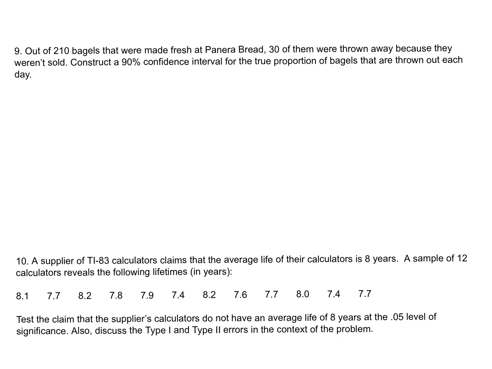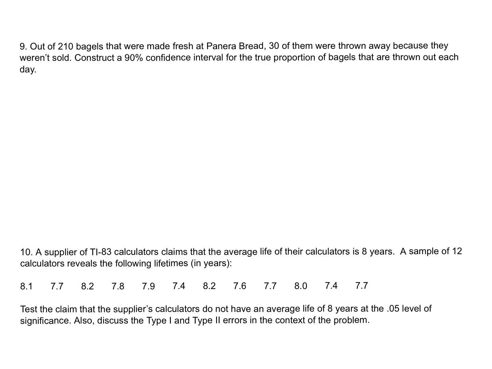Next, we're going to talk about a confidence interval for proportions. So we have that out of 210 bagels that were made fresh at Panera Bread, 30 of them were thrown away because they weren't sold. Construct a 90% confidence interval for the true proportion of bagels that were thrown out each day. So the first thing I actually need to do when I'm doing a confidence interval for proportions is to calculate my p-hat. Sometimes it might be stated in the problem. Other times it might be a similar situation where you have to calculate it.